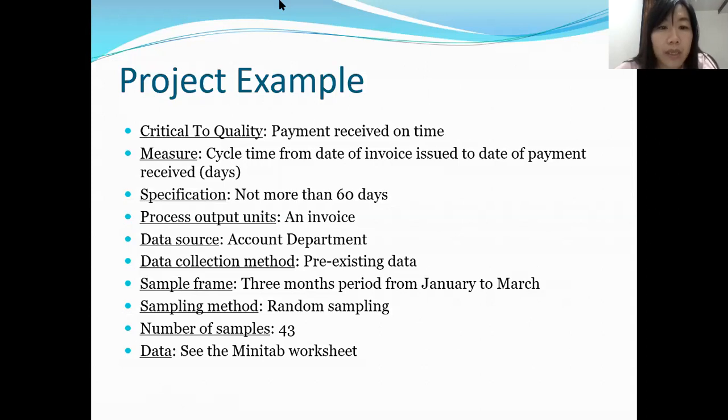So we look at an invoice as the unit of the collection data, and we get the invoices from the accounting department. We use the data collection method of pre-existing data, 3 months from January to March, using random sampling, and then we get 43 data points.